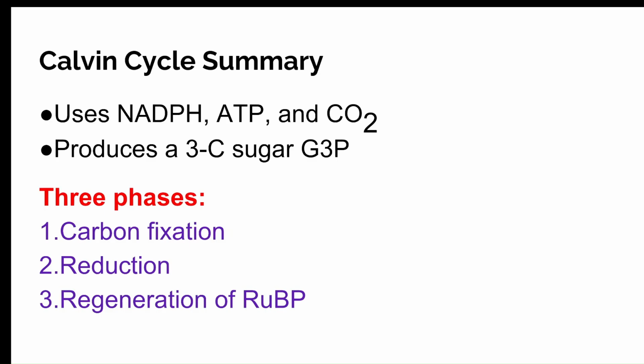And here's just another summary. The Calvin cycle uses NADPH, ATP, and CO2 going in, and what comes out is a 3-carbon sugar, which is G3P. So we need to do this whole thing twice in order to make sure that we get a 6-carbon sugar.